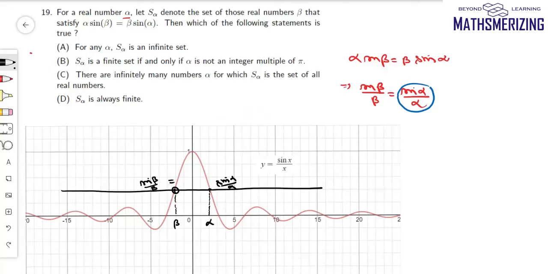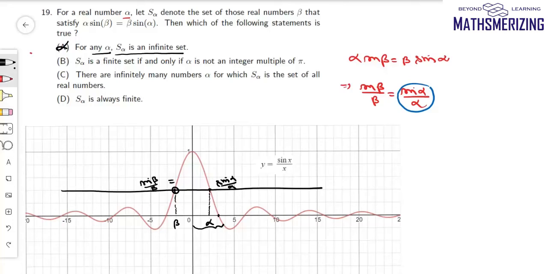Now option number A says S alpha is an infinite set for any alpha, which is not true. If I choose alpha between 0 and this point of intersection, which is pi by 2, in this case, for one value of alpha, I'll get only one value of beta. So it is not necessarily an infinite set. So option A is incorrect.